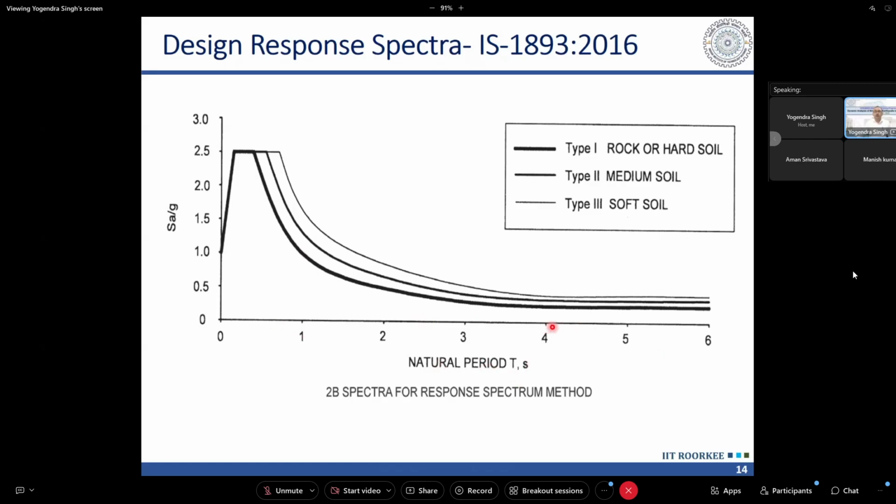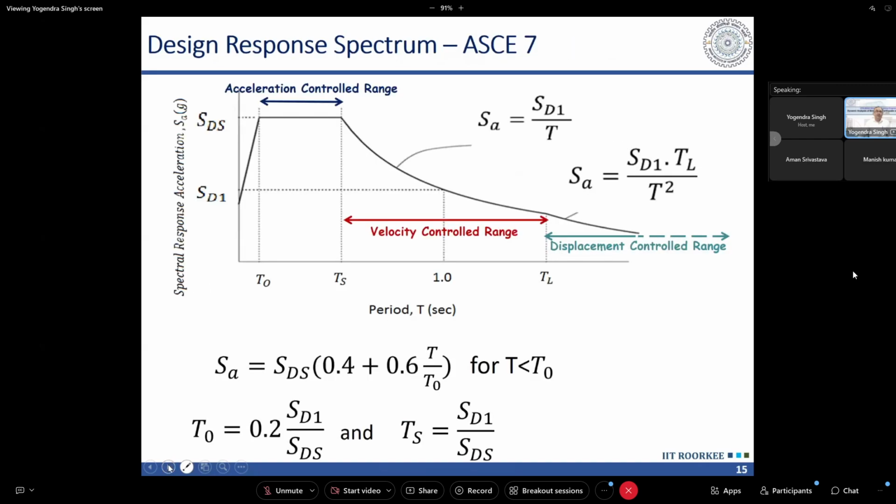Another interesting thing you notice here is that in this range, the acceleration response spectrum is constant. Then it is decreasing proportional to 1 upon T. This range we call the acceleration controlled range. This range up to 4 seconds is the velocity controlled range. And beyond 4 seconds, it is constant. This constant is not a right assumption. This can create problems. So I will just discuss.